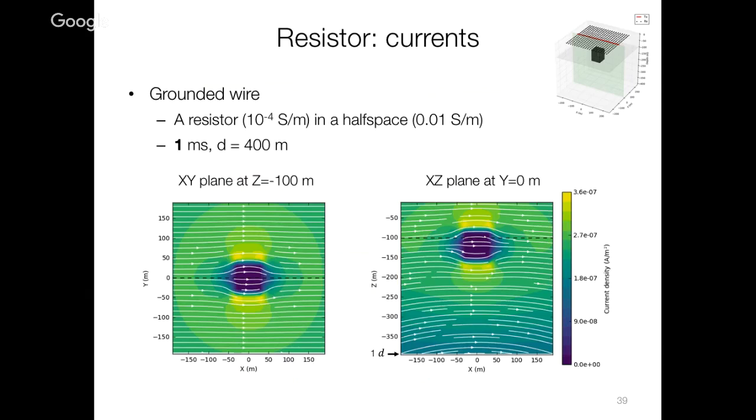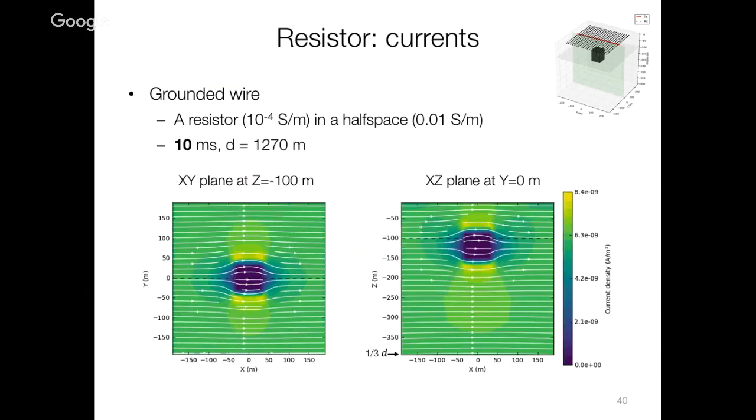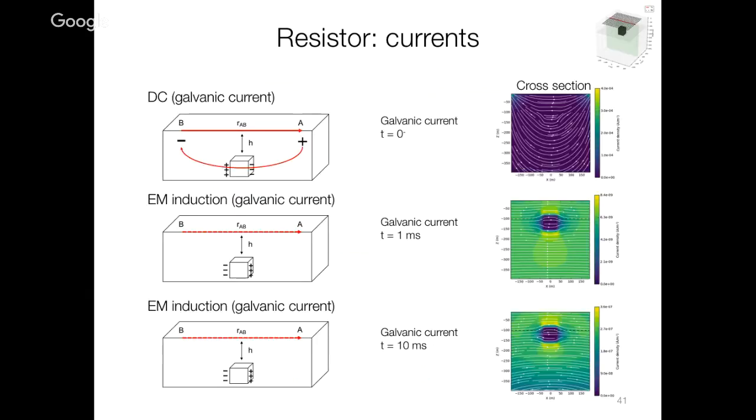A bit later, it looks like that. Later, it looks like that. So I've got a resistor, I don't get any induced currents. And so I'm just left with purely a galvanic signature that looks like that. So here's my resistor at steady state for the DC resistivity. It's just galvanic currents. Same here, same here. So given that, which fields now would you measure?